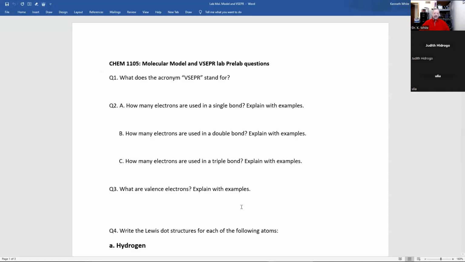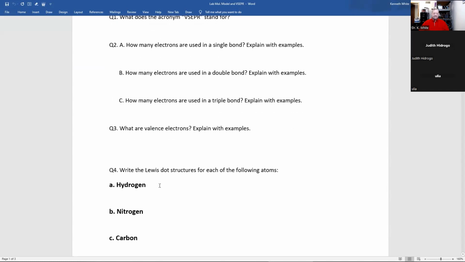Today's lab is this, and you have to answer some questions. Everybody should get number 1, what does VSEPR stand for? I just showed you. And we talked about in class, and you should have known this for test number 2, how many electrons are in a single bond? How many in a double bond? How many in a triple bond? And what are valence electrons?